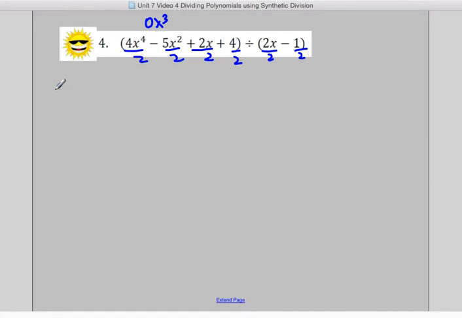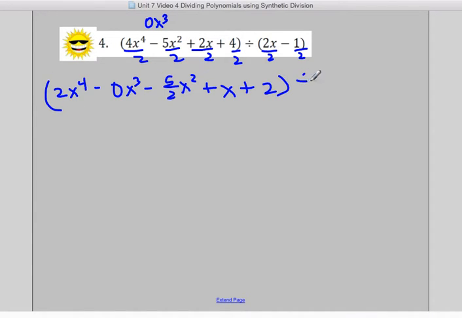So I would really have 2x to the fourth minus 0 divided by 2 is 0, so 0x to the third, minus 5 over 2 x to the second. You can use 2.5, it's up to you. I'm going to use fractions. Plus 2 divided by 2 is 1, so x, plus 4 divided by 2 is 2, divided by x minus 1/2.